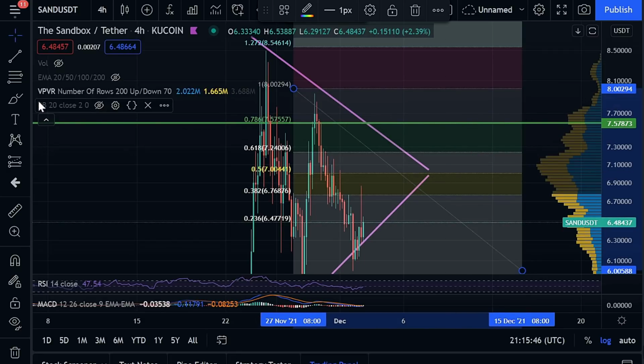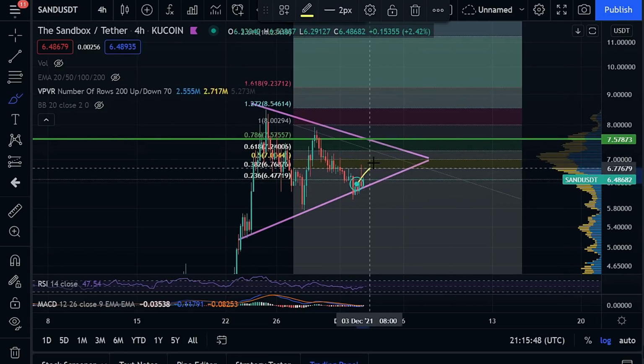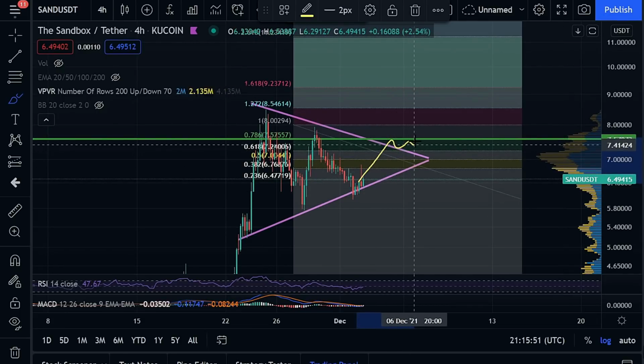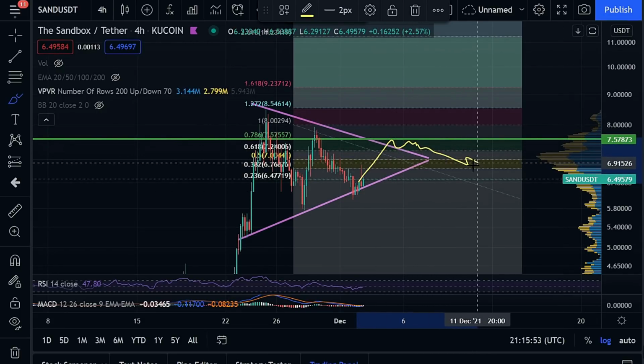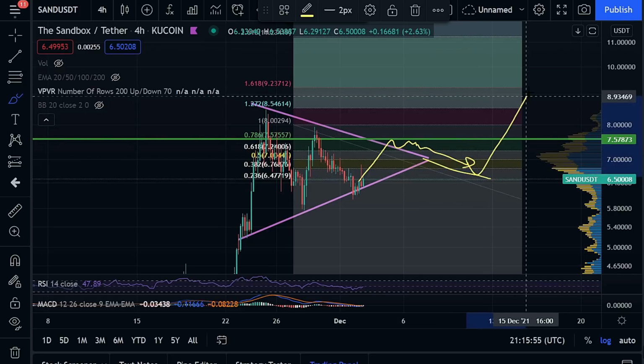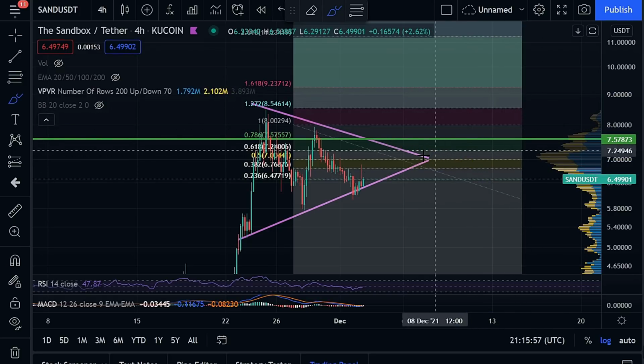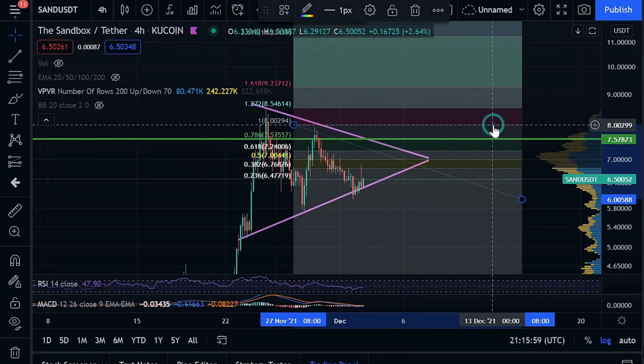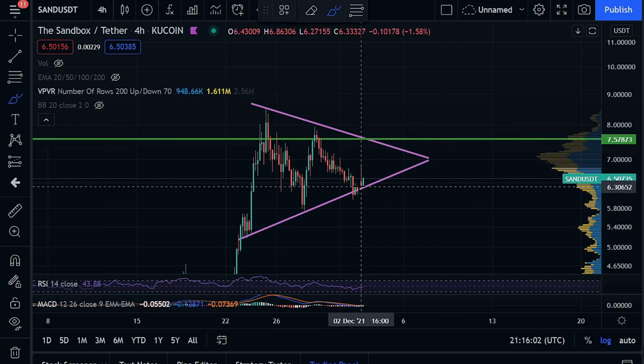If we're going to make the move to the upside, we could see something like this, where we break out and we bounce off this 786 level and we continue back downwards to maybe even come back down to find some support before making that move. I want to see that we can clear above $7.57 and then that we're able to hold it.